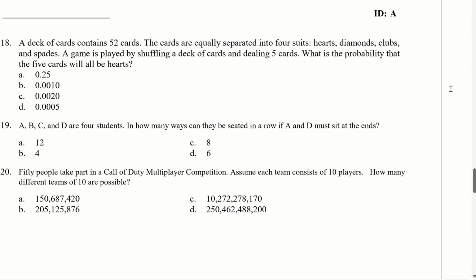All right, so number 18. Okay, so a deck of cards contains 52 cards. They talked about that before for cards. So what is the probability that the 5 cards will all be hearts? Okay, so 1, 2, 3, 4, 5, hearts, basically. But it says the order doesn't matter. So really, order doesn't matter here, because it just says all will be hearts.